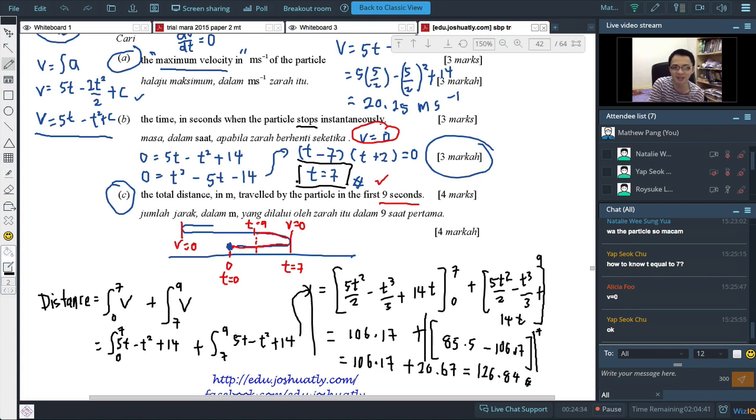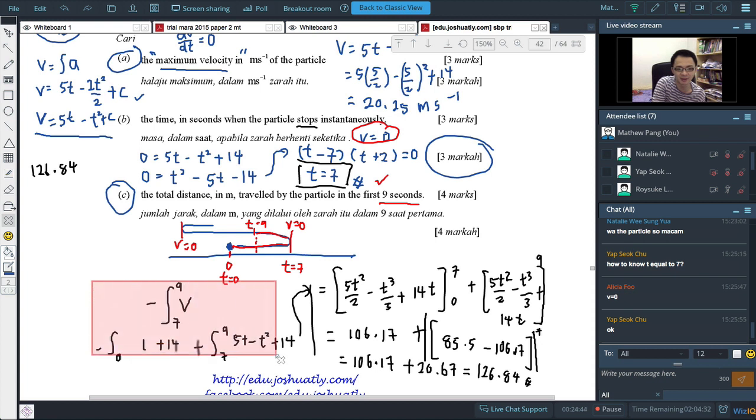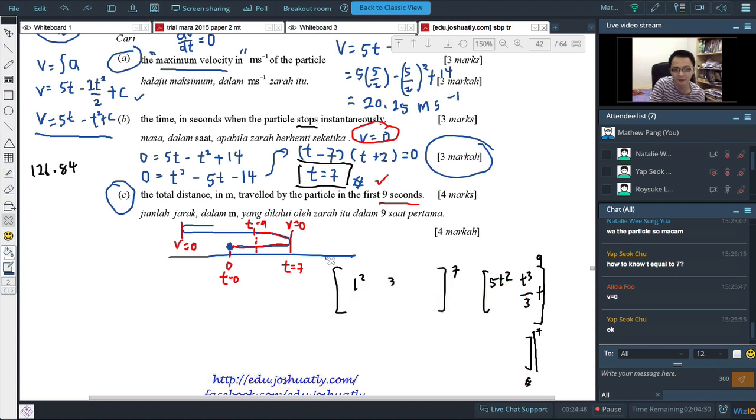126.84. So I'm going to erase all this. Oops, I do not want to erase that line. Wait.